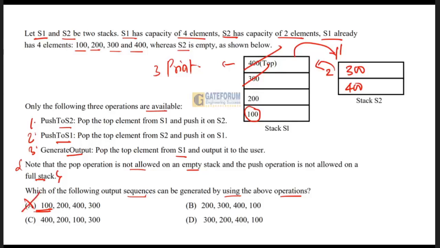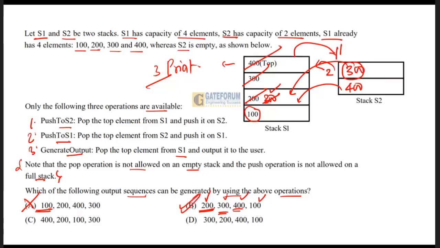Now option B, can 200 be there? Yes. If I push these two elements one by one, I can have 200 here. So that is possible. After that, is 300 possible? Yes. I can put 300 here now, because 200 is removed, then I will use operation number 2, 300 will be here, and I will use operation number 3 to print it. After that 400, yes. It is already popped off and printed, so I will again push from S2 to S1, that is operation number 2, and I can print 400, and at the end 100 will be printed.